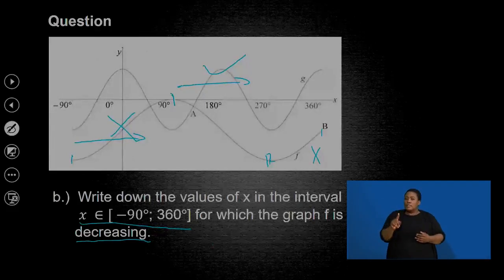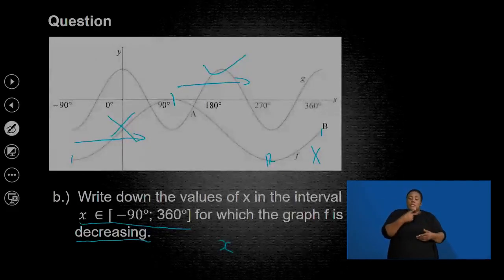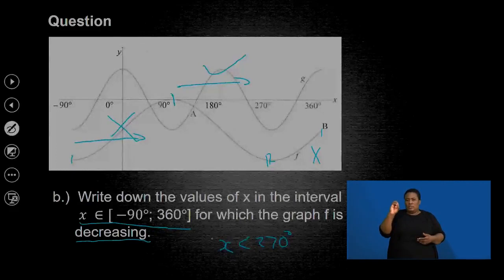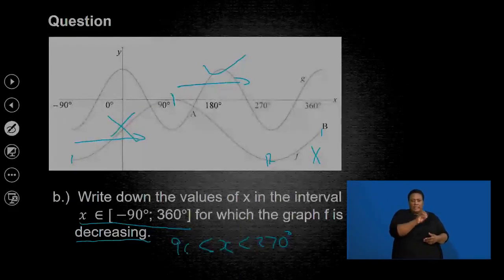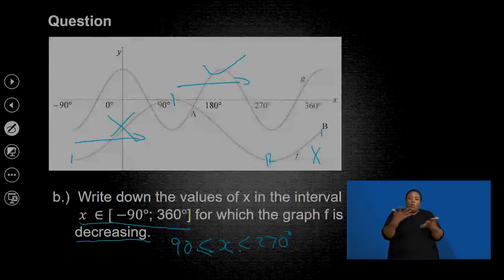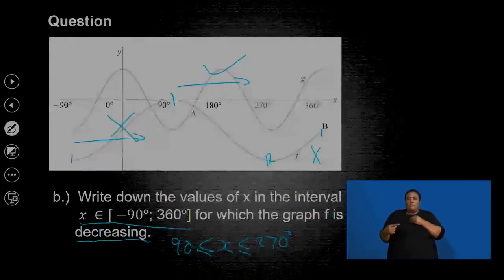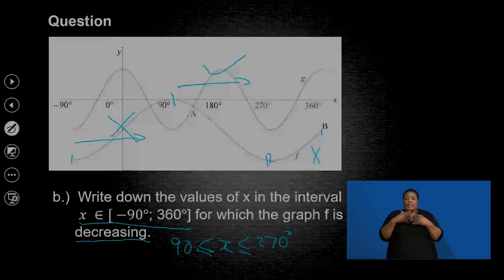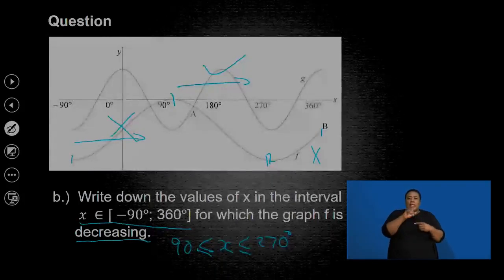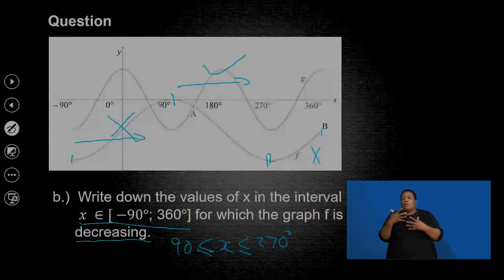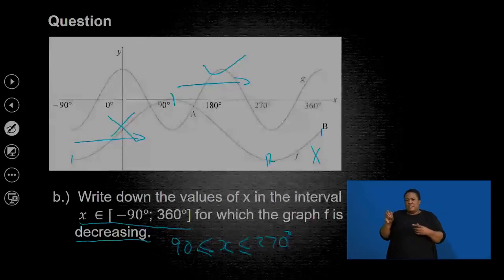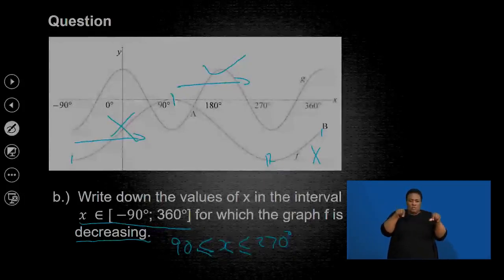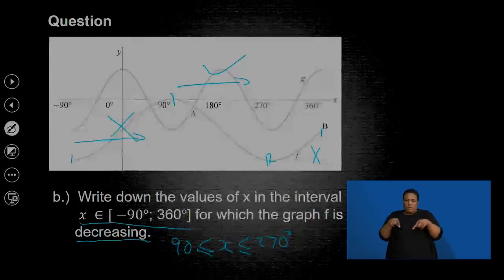So that means for you to write the solution, it will be x is between 90 degrees and 270 degrees. You can write it like this, or you can include the equal to value there because they didn't really mention much about that. So it's either you say x is less than 270 and greater than 90, or x is less than or equal to 270 and greater than or equal to 90. Or you can just use interval notation, with your round brackets or your square brackets. So please note the two differences.